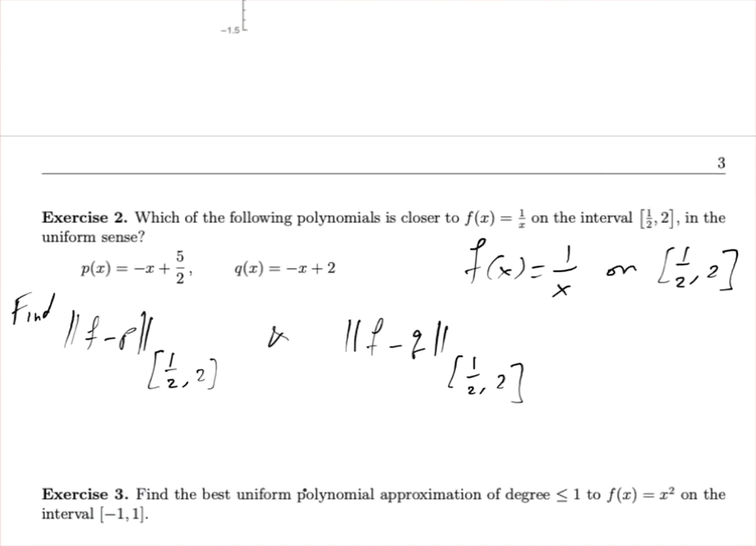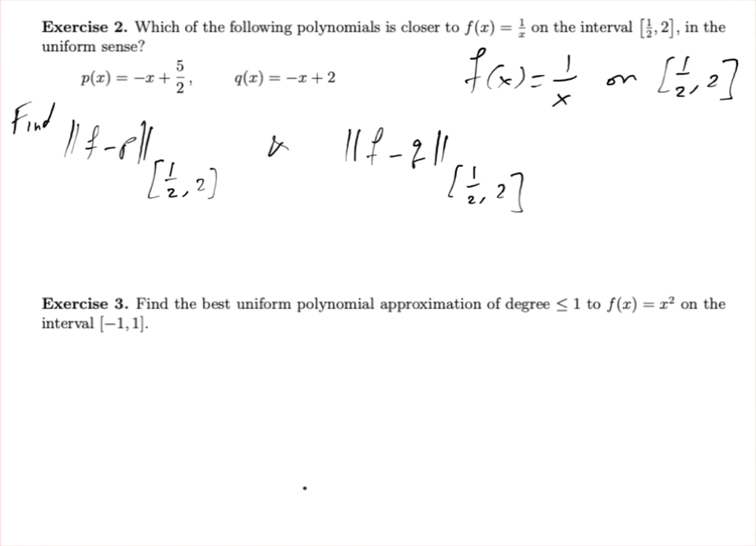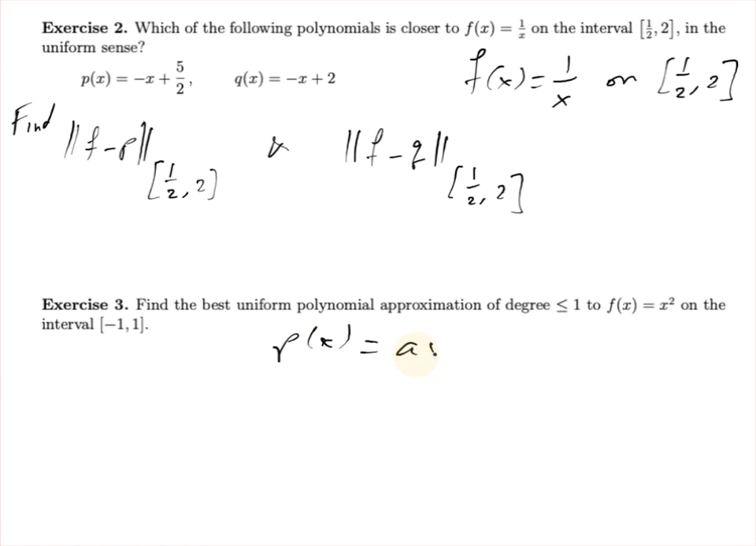Exercise 3 asks to find the best uniform polynomial approximation of degree less than or equal to 1. So you can call it P of x equals ax plus b. This is what a polynomial of degree less than or equal to 1 looks like. If a is 0, then it's degree 0. If a is not 0, then it's degree 1.